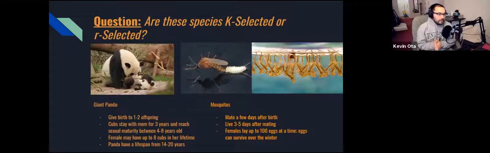Now, let's take a look at these organisms. Are these species K-selected or R-selected? We have the giant panda and mosquitoes. Take a look at those organisms and tell me what you guys think. Hopefully, you figured out that the giant panda is a K-selected species, takes care of its offspring, only has 1 or 2, whereas the mosquito lays many, many eggs and does not take care of them, so they are R-selected.